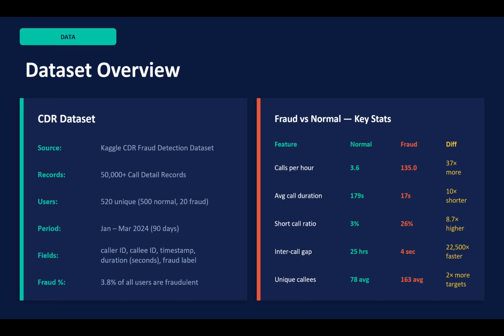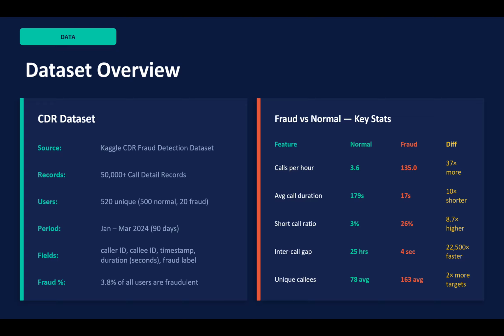So now let's look at the comparison on the right side. This is honestly my favorite part of the whole project, because the numbers are pretty different between normal and fraudulent users. Normal users make about 3.6 calls per hour. Fraud users, 135 calls per hour. That's 37 times more. Normal users also have average call durations of 179 seconds, about 3 minutes, while fraud users average 17 seconds, barely enough to say hello before hanging up.